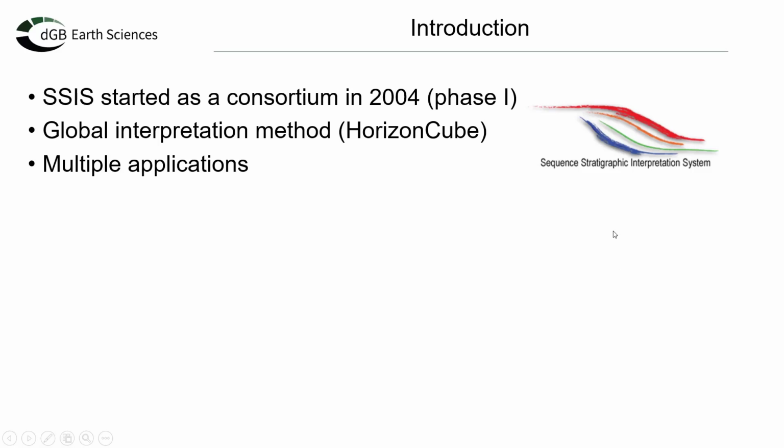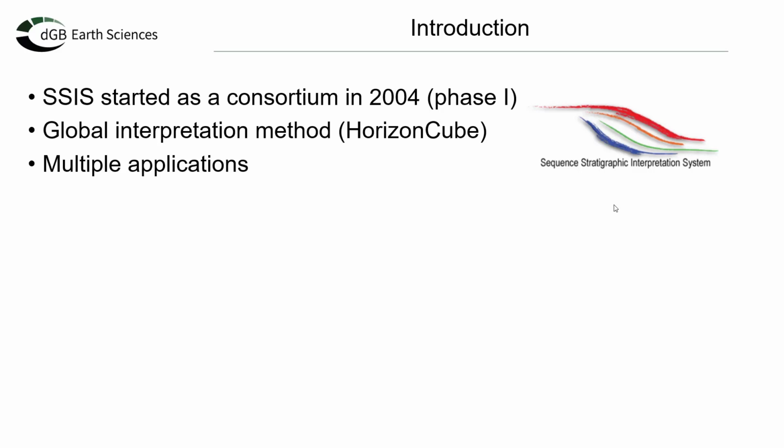So SSIS started as a consortium back in 2004. That was the first phase of this consortium, where this tool was developed together with other geoscientists from companies that took part in this consortium. This is again an example of how we develop tools together with people in the industry as a collaborative effort.